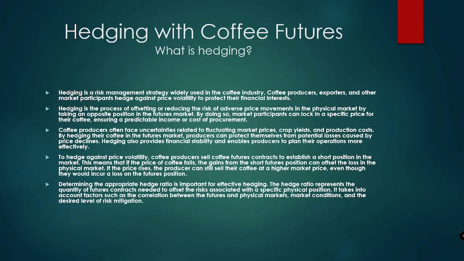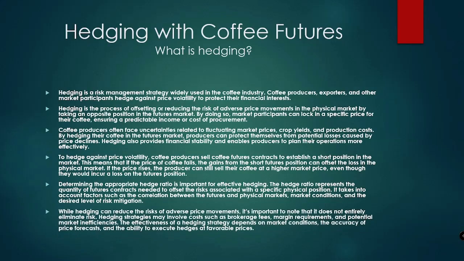Determining the appropriate hedge ratio is important for effective hedging. This hedge ratio represents the quantity of futures contracts needed to offset the risks associated with a specific physical position. It takes into account factors such as the correlation between the future and physical markets, market conditions, and the desired level of risk mitigation.